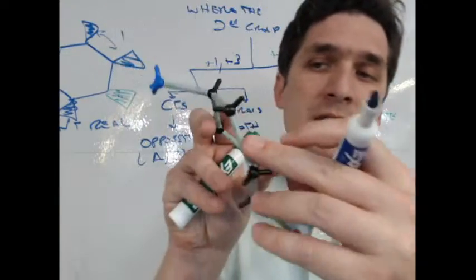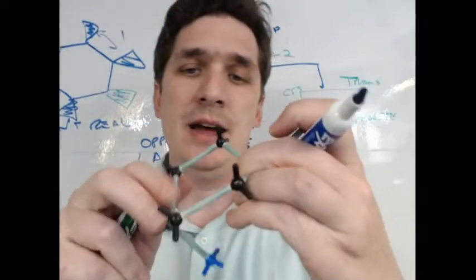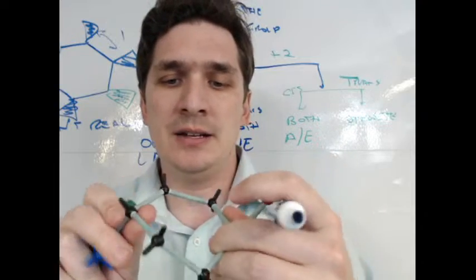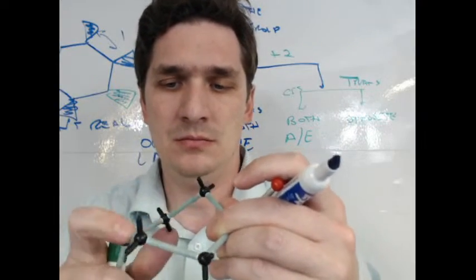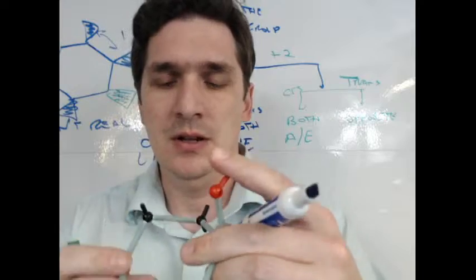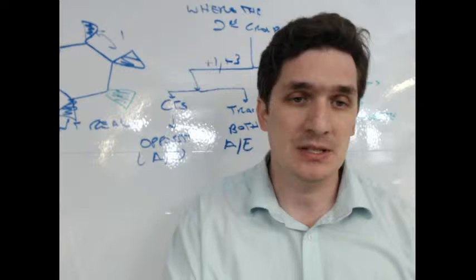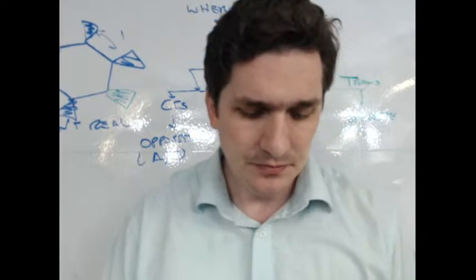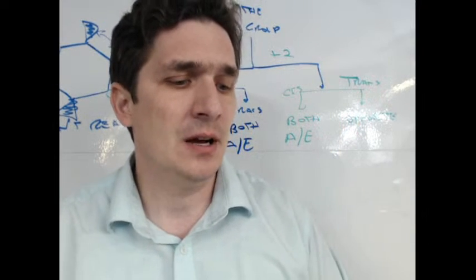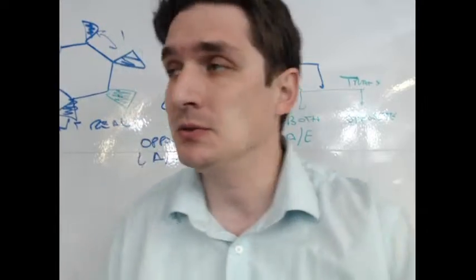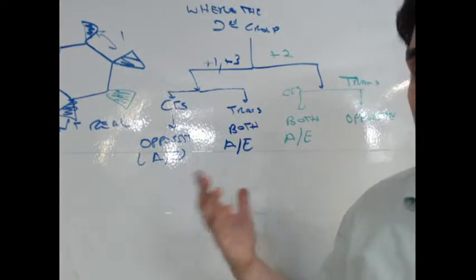if I build the planar ring and then make them trans, I get that they're both axial or they're both equatorial, and if they're both axial, they're on opposite sides. So off the bat, how do you figure out if they're axial or equatorial? Well, you can just use this flow diagram or you can build the model.